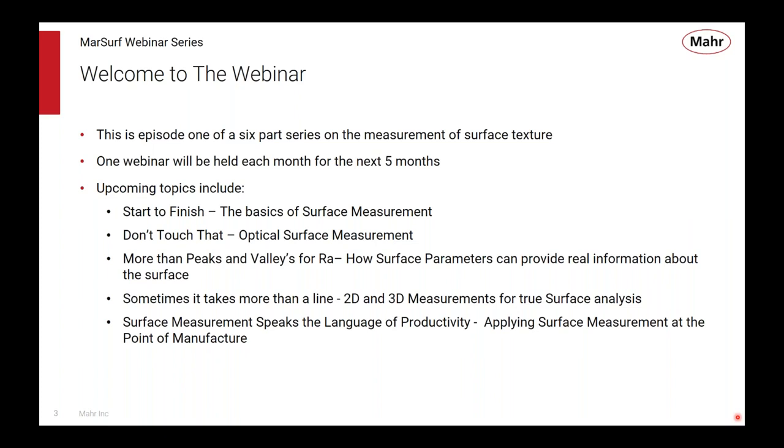Then in the third one, we'll talk about more than just Ra. What are some of the other parameters, how do those get calculated, and what might they reveal about the surface, and whether it's good for a certain function or not. Beyond that, we'll go into 3D parameters that tell us something about the 3-dimensional characteristics of a surface. And finally, in the last one, we'll look at using surface measurement in a production environment at the point of manufacture for a product.